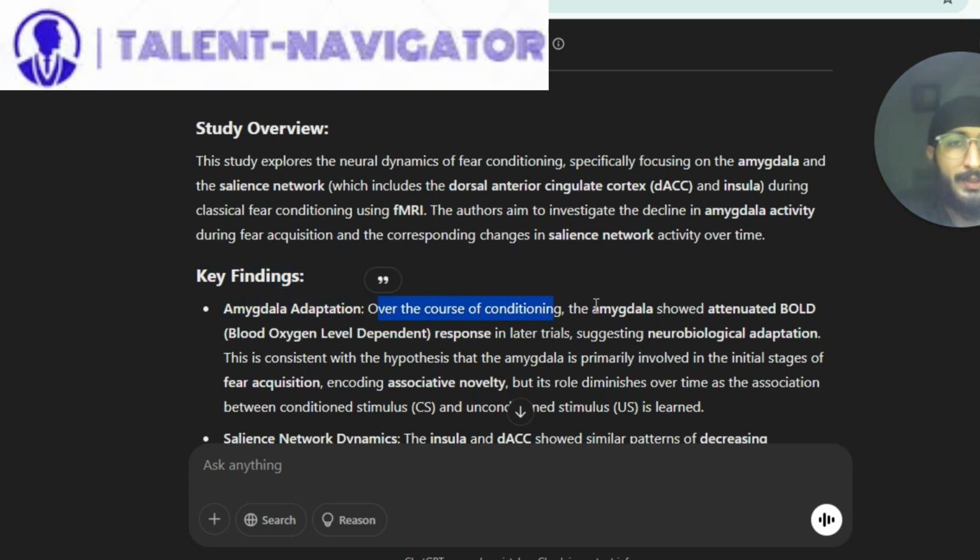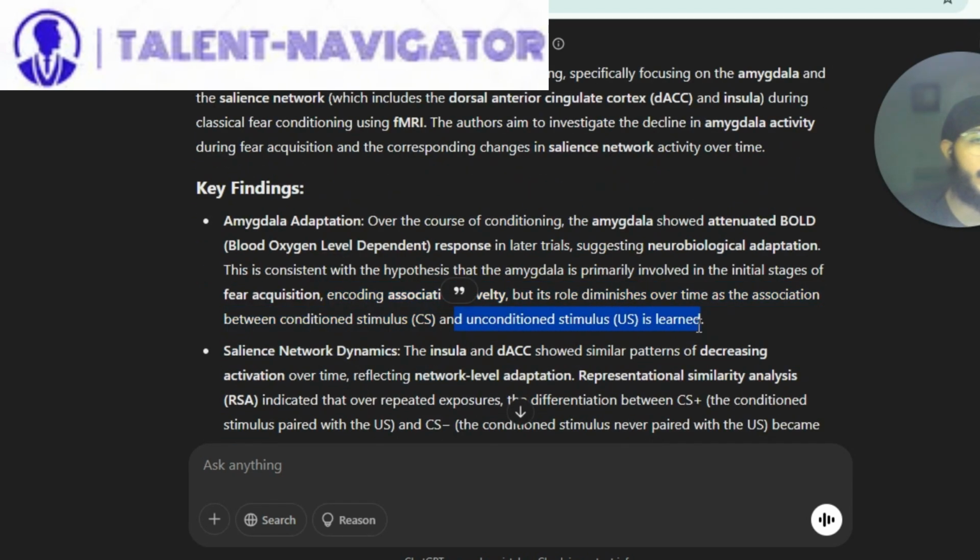Over the course of conditioning, the amygdala showed attenuated BOLD, or blood oxygen level dependent, response in later trials, suggesting neurobiological adaptation. This is consistent with the hypothesis that the amygdala is primarily involved in the initial stages of fear acquisition, encoding associative novelty, but its role diminishes over time as the association between conditioned stimulus (CS) and unconditioned stimulus (US) is learned. Salience network dynamics. The insula and DACC showed similar patterns of decreasing activation over time, reflecting network level adaptation.